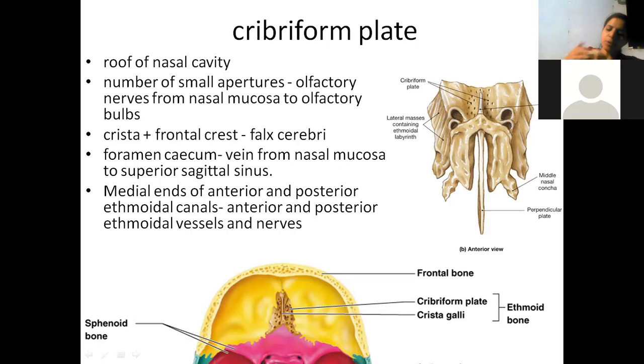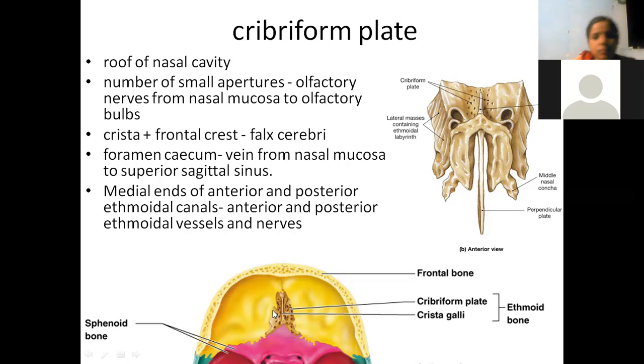So in the nose, there will be one partition. That partition is actually this one only, the perpendicular plate of ethmoid bone. That means in the cranial fossa you are finding only this much part, that is the cribriform plate, whereas in the nose the partition area is nothing but the perpendicular plate of ethmoid bone. Okay, so the small apertures whatever you are finding in the cribriform plate give passage to olfactory nerves.